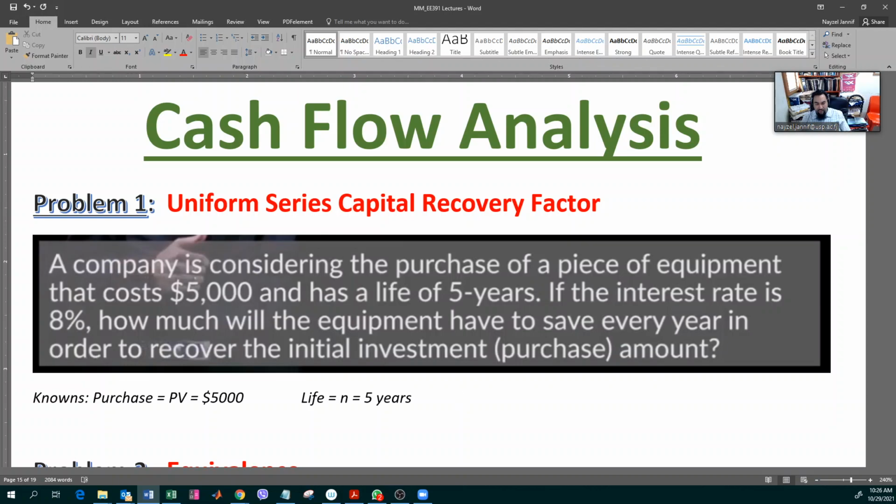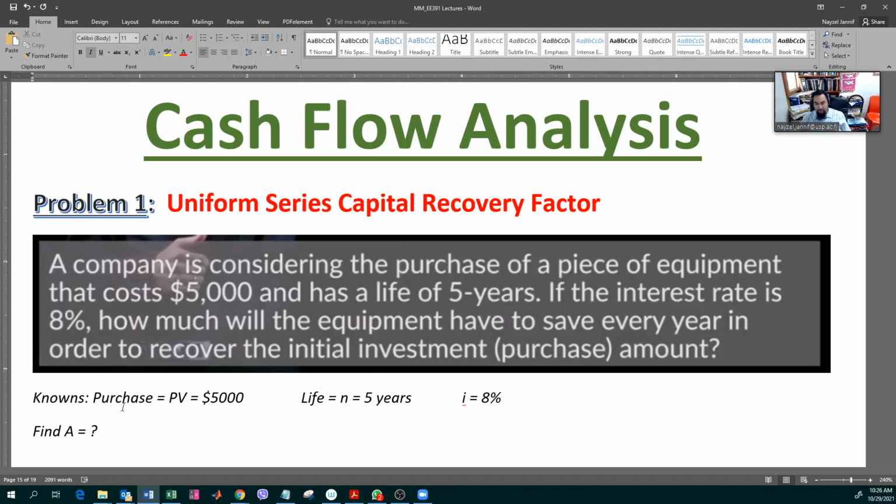Right? Then your I is equal to 8%. Very simple problem, guys. What do you have to do? You have to find A. We have to find how much the equipment will have to save. So we have to find A, the annuity. Right? So what do we use? Which formula will we use?